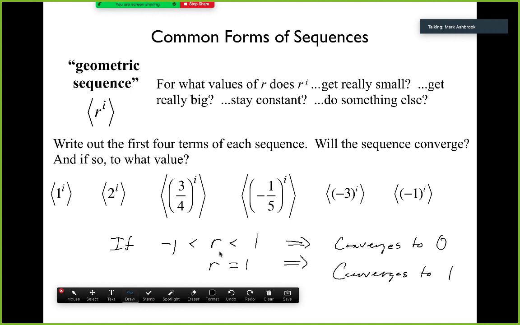If r is between -1 and 1, we keep taking a percent or a fraction of what you had before. So if you do that infinitely, it's just going to hone in on 0. And if r is greater than 1 or less than -1, you're just going to fly off to big numbers, right? Because you keep multiplying by 2 or 3 or something bigger than 1.